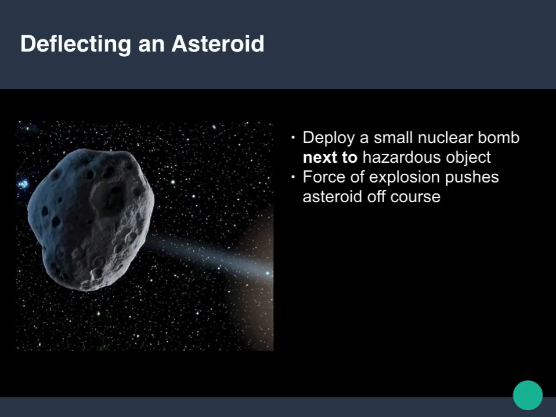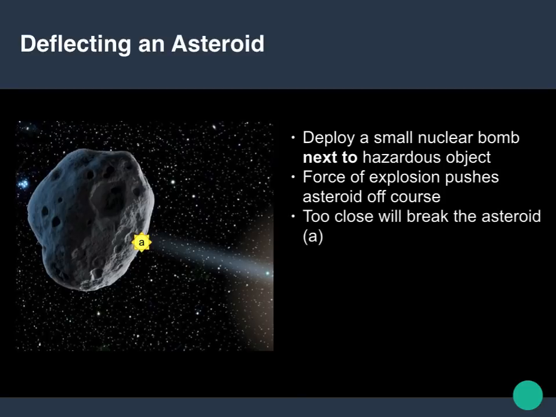So to deflect an asteroid, we actually have a system where we deploy a small nuclear bomb and explode it right next to the asteroid. Not on the asteroid, but next to it. And this force from the explosion will actually push the asteroid just a little bit off course. And that little nudge will actually nudge it just enough that it'll miss Earth.